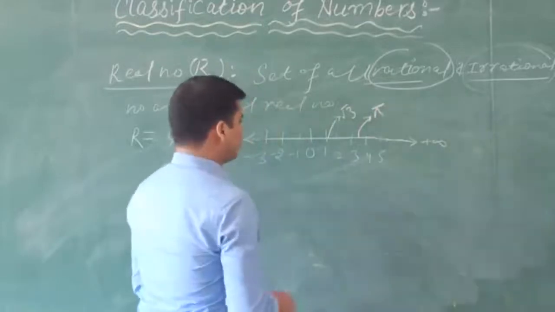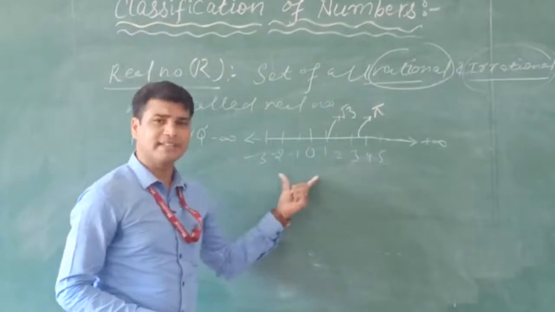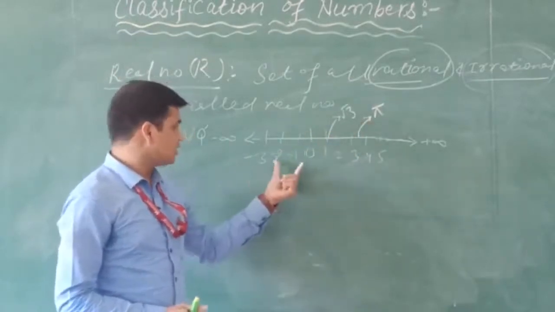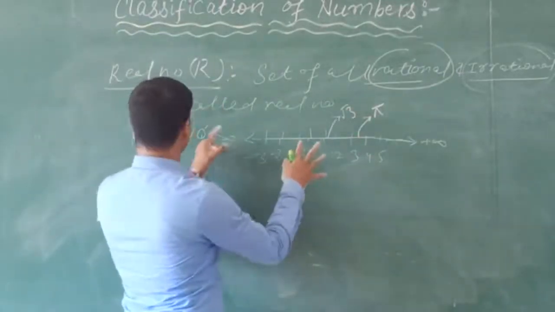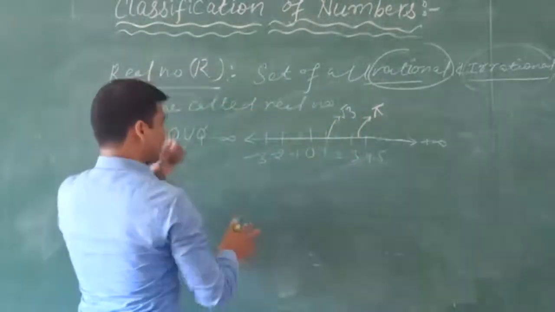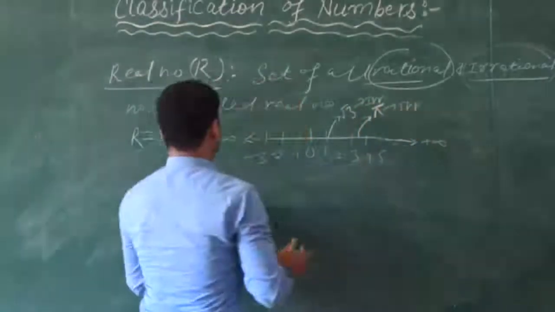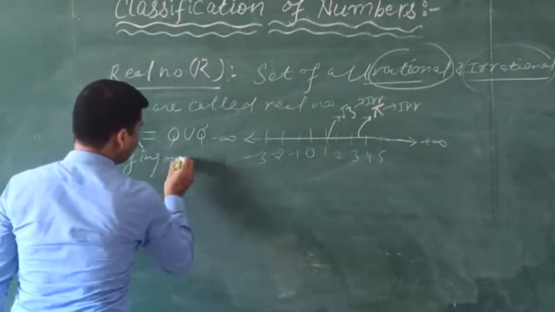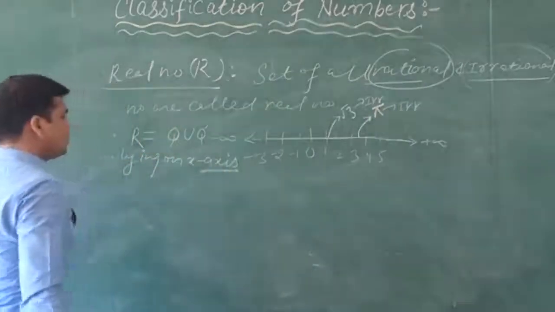We know that minus 3, minus 2, minus 1, 0, 1, 2, these are all rational numbers, but root 3 is an irrational number and pi is an irrational number. This is the real axis. So the real numbers are the set of all rational numbers and irrational numbers, lying on the x-axis. I hope you are getting this.